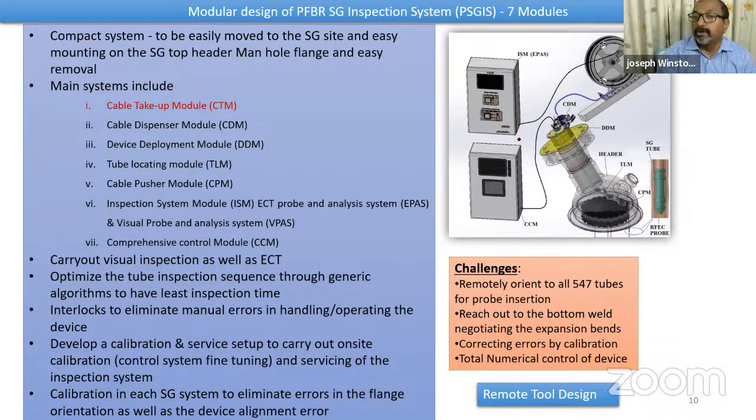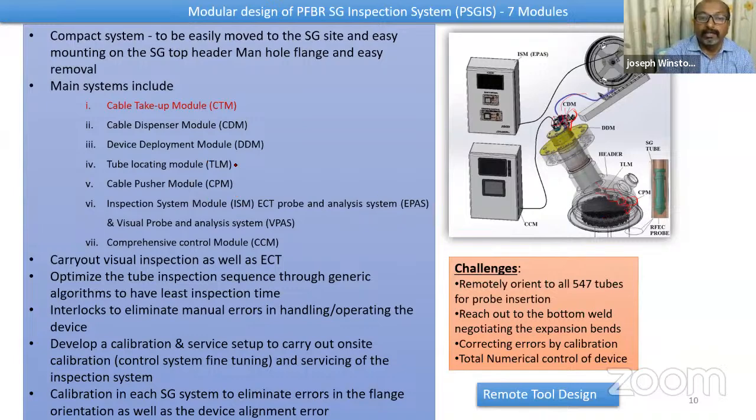The dispenser module is nothing but it pulls the cable from the take-up, and then there will be a pinch roller which will push the cable inside. And this will come to the tip, and here there are another two pinch rollers which is called the cable pusher module. Cable pusher module, which will push the probe and cable down. And these are the two arms which are folded and kept, and then once it is deployed, it expands to orient to various tubes.